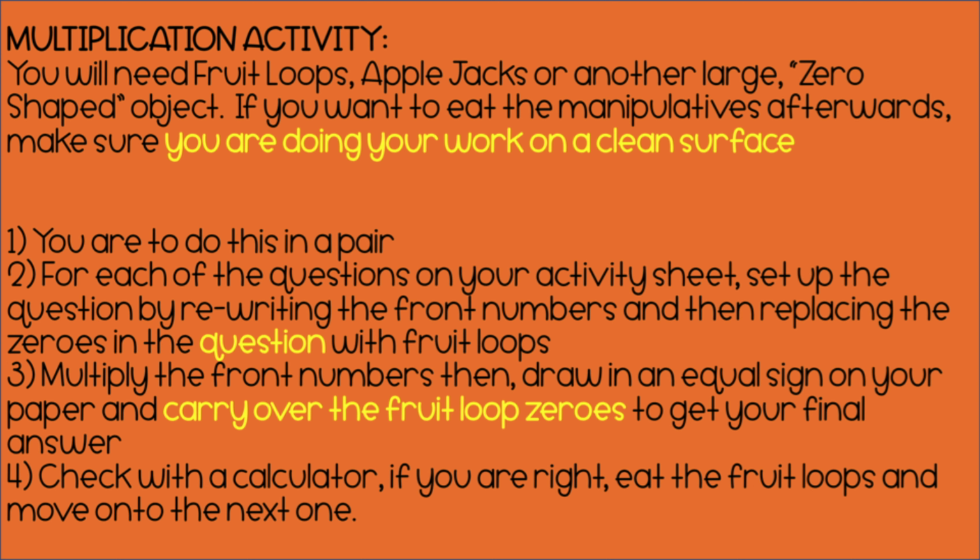For each of the questions on your worksheet, set up the question by rewriting the front numbers and replacing the zeros in the question with Fruit Loops or your other zero-shaped manipulative. Pennies work great, pebbles work great. Anything that you can find works just fine as long as you can move it. Step 3. Multiply the front numbers, then, drawing an equal sign on your paper, carry over the Fruit Loop zeros to get your final answer. Check with the calculator to make sure that you got your answer correct.